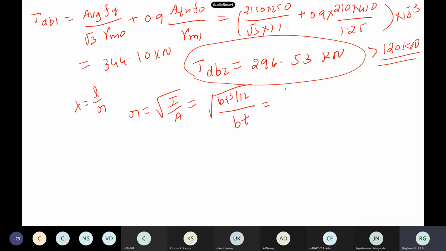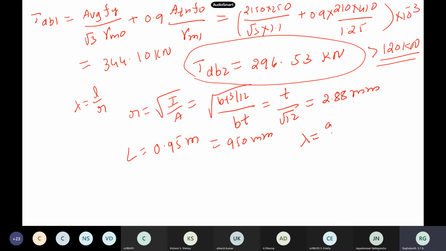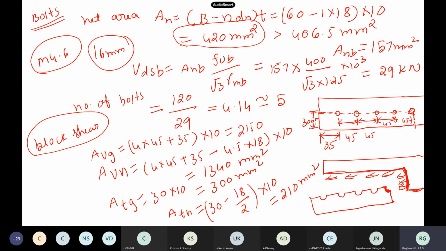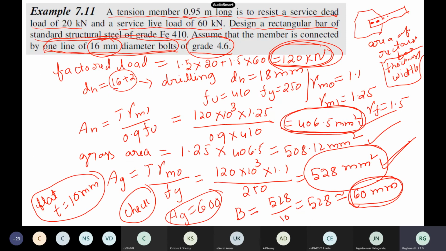So this turns out to be T by √12, which is 2.88 mm. So this is the radius of gyration. Length of the bar they have mentioned as 0.95 meters, so this is 950 mm. So lambda, you followed, is 950 by 2.88. This turns out to be somewhere around 329 or something like that. Now this problem is of a tension member. They have mentioned it as a pure tension member.